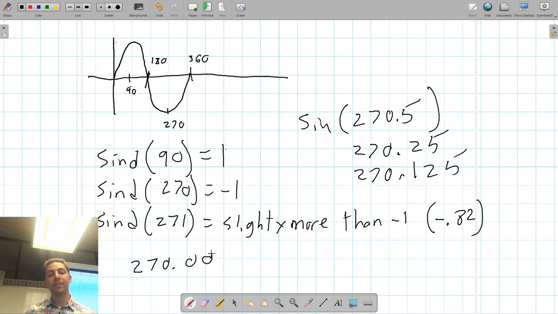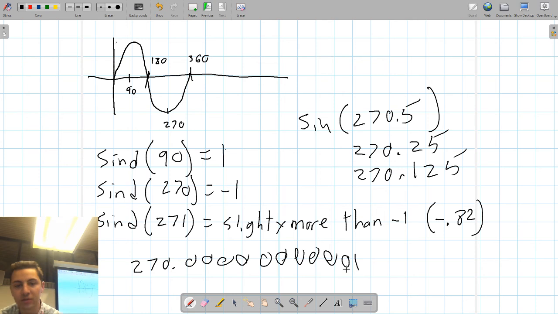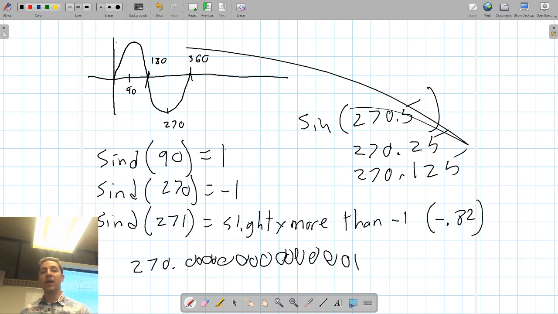270 point. Can I get any closer than that? Yes. Of course, because I could just add another 0. I could add another 0. In any place I didn't leave enough space, I can add more zeros. It's continuous. Now that we have dealt with this, we never have to worry about this again.